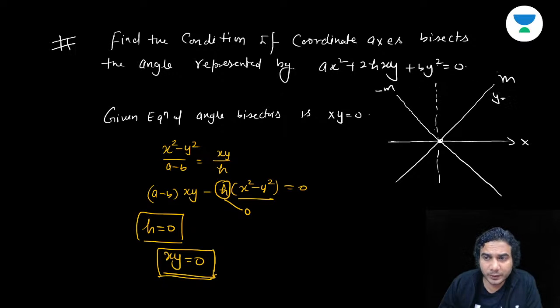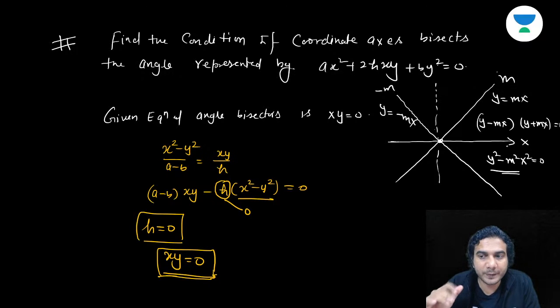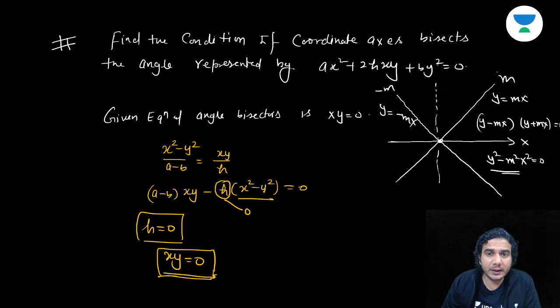So one of the lines is going to be y is equal to mx, and the other line is going to be y is equal to minus mx. If you find the combined equation, it is of this type: (y minus mx) into (y plus mx) is equal to 0. So it should be y square minus m square x square is equal to 0. The term of xy should not be there. If the term of xy is not there, then you can also call these lines equally inclined to the coordinate axes.